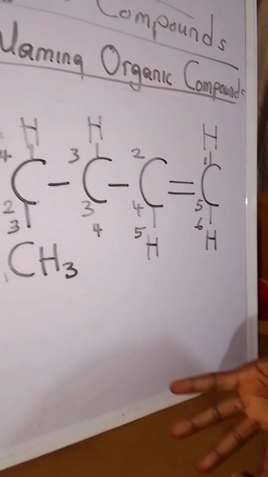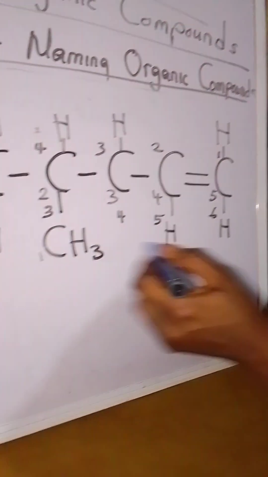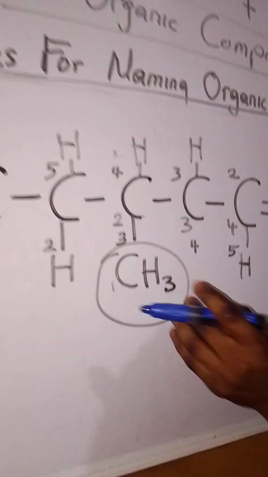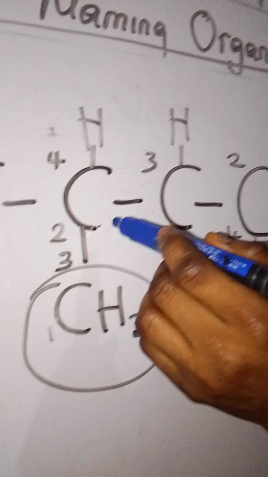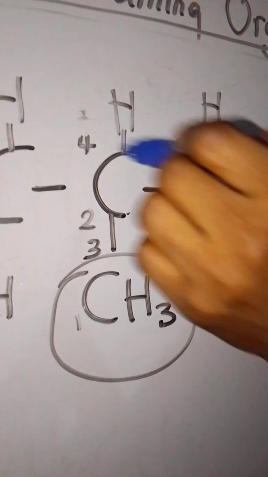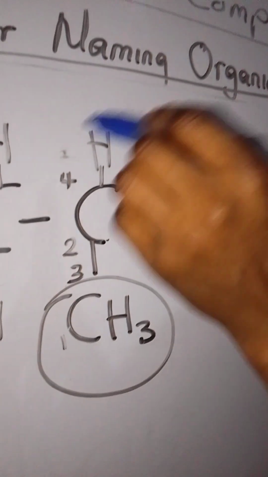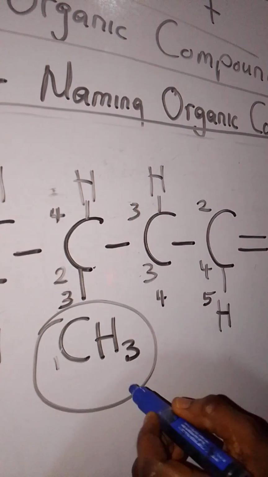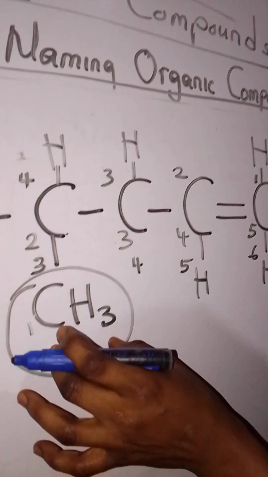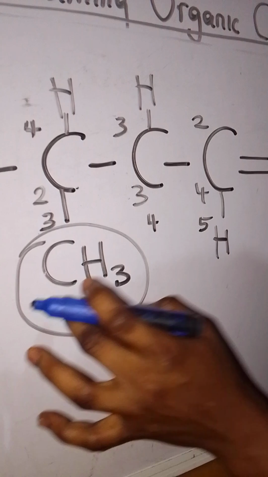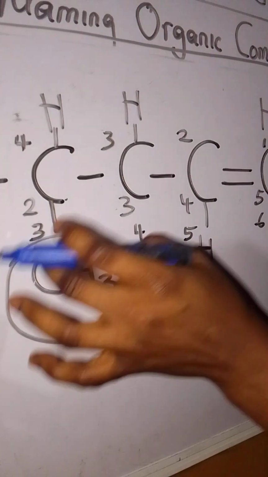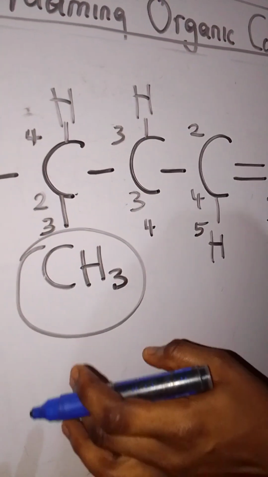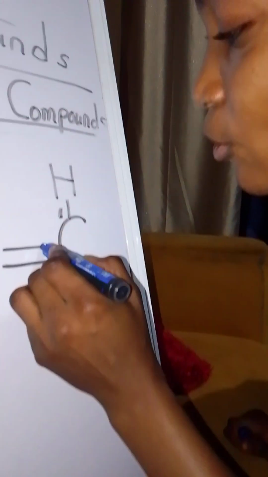Now, when we talk about substituents, they are like attachments. CH3 here is a substituent. It's attached to this carbon chain. H is not a substituent, it's the tetravalency of carbon. Do you understand? But this is a substituent, an attached group, an attached radical, an attached group of atoms. And this is another one.